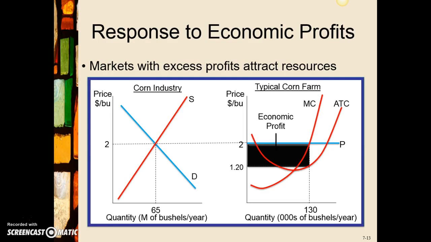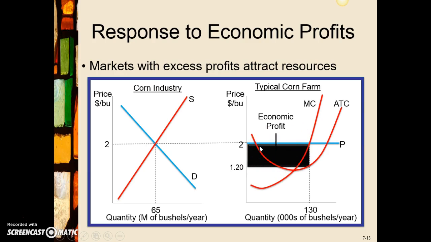So let's start with an example of corn. In this start-off condition, the price for corn is set in the general market, as we remember from last chapter. And this is the individual corn farmer's cost setup. Here's the price he receives. We know he's going to produce where price equals marginal cost. So we go down here and see that his average total cost at this level is $1.20, where the price he's receiving is $2. So his profit is going to be this 80 cents times 130 bushels. So he's earning positive economic profit.